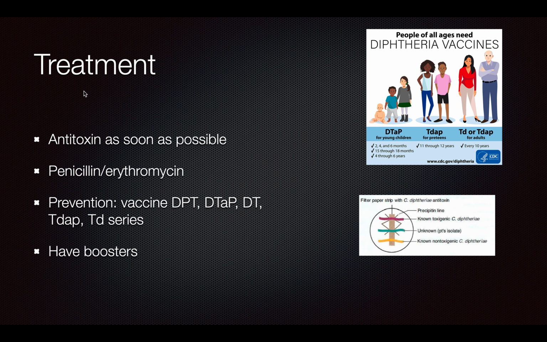So you want to give the antitoxin as soon as possible, and the penicillin or erythromycin. We do have the vaccines for it, so DPT, not really used in the States, but DTaP, DT, we don't really use DT in the States either, but DTaP, Tdap, and the Td series is commonly used here. And of course, there are going to be some boosters.